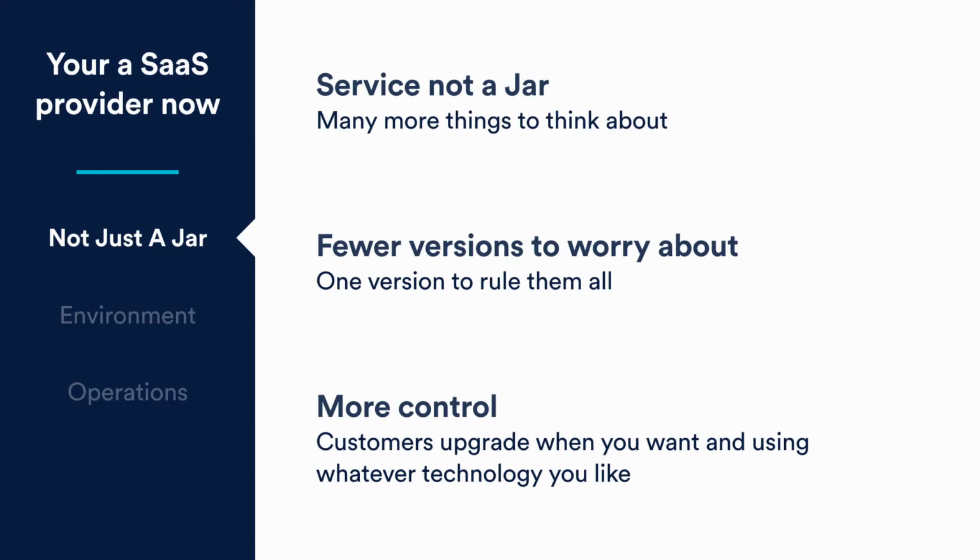On the server, you have to test against different versions of Jira. You have to update your plugin to be compatible with the different versions of Jira. In the cloud, there's one version to rule them all. You also have more control. Customers upgrade when you want, using whatever technology you like. You don't have to work with SOY templates or OSGi, which we've all come to love over the years.